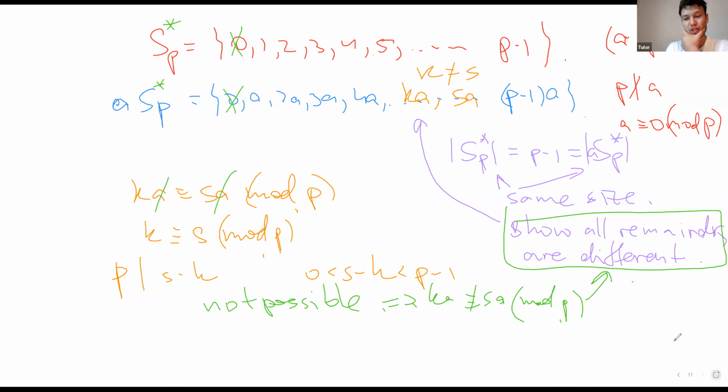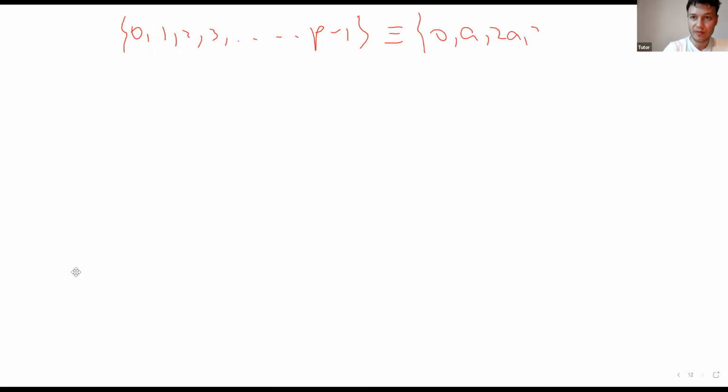Okay, so now what is some interesting property that I can derive with these two sets? Well, if they have the same remainders, let's say I have the set 0, 1, 2, 3, all the way until P minus 1. And if this set is congruent with the set 0, A, 2A, 3A, all the way until P minus 1 times A, then I can do a couple things. I can add all the numbers in here. They have to be congruent with the sum of all the numbers in here, right?